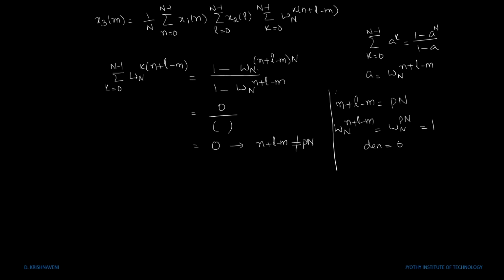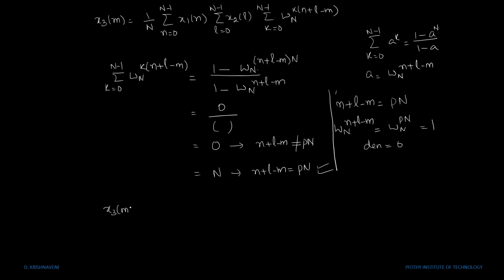So this will be equal to 1. Summation of 1, we will get it as N. When will we get N? When n plus L minus M equals PN. Then in that case this summation will be equal to N. So anyway, when it is not equal to an integral multiple of capital N, it is 0. So 0 means the whole everything will become 0. But only in this condition will this whole summation x3 of m exist.